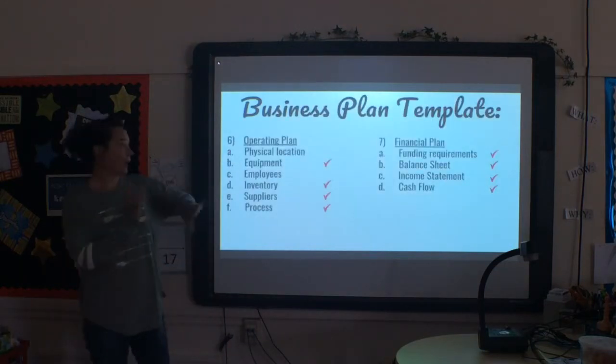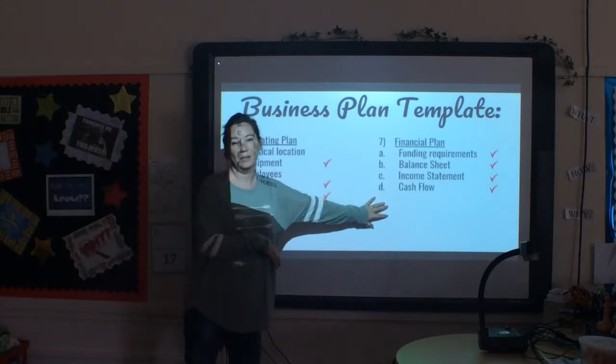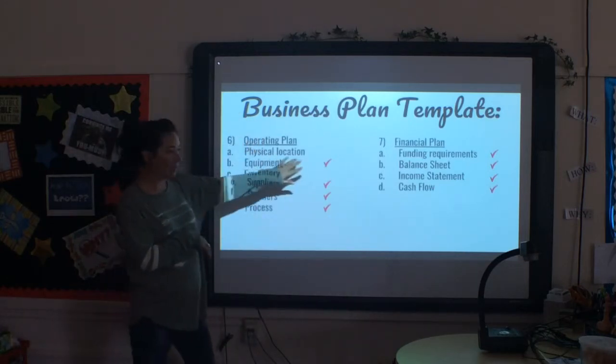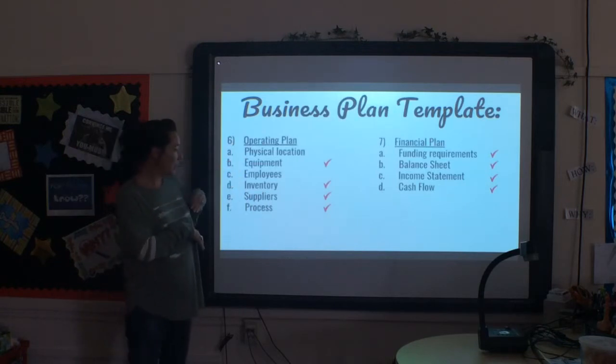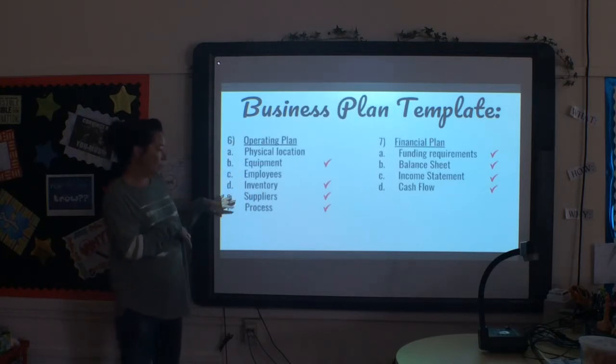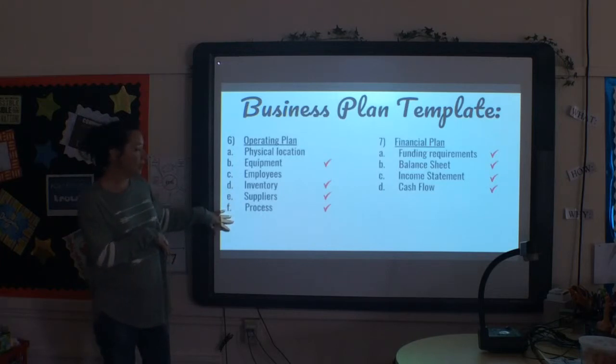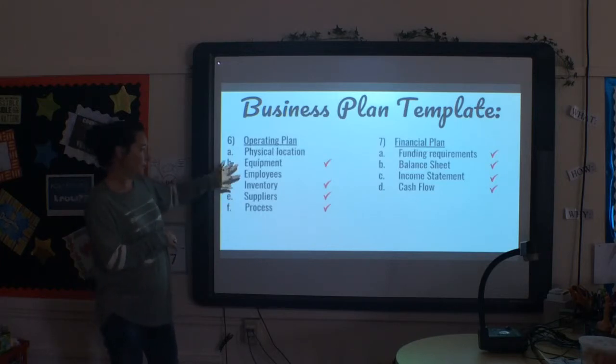So again, back to your template, this hits the last 2 biggies on your template, and that's your operating plan and your financial plan. So she talked about the equipment she would need. She talked about inventory, the suppliers, and the process of getting her business started. She didn't really talk about employees or where she was doing this.